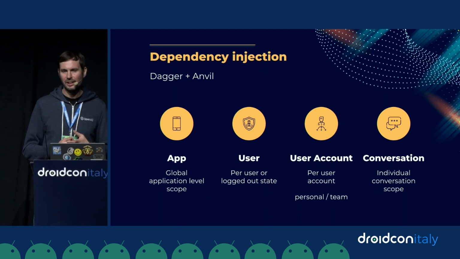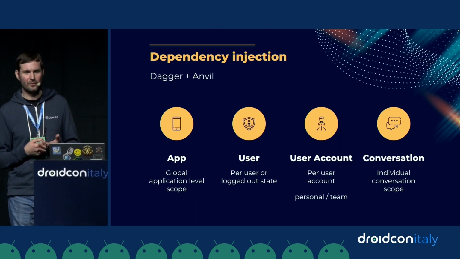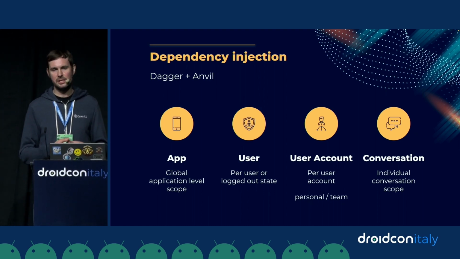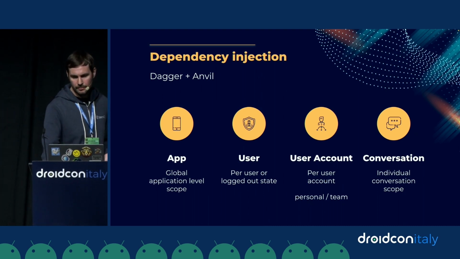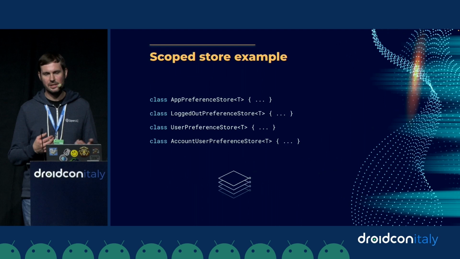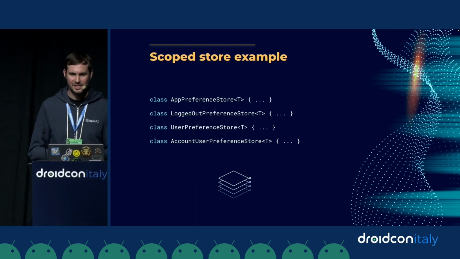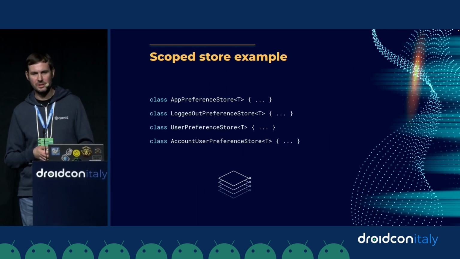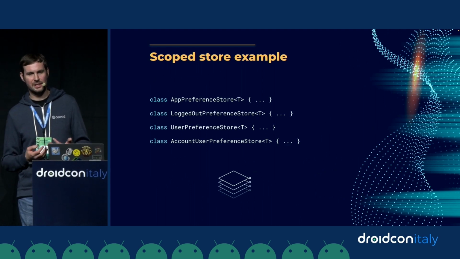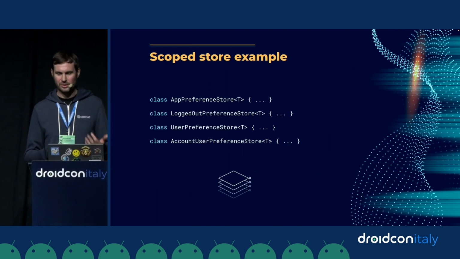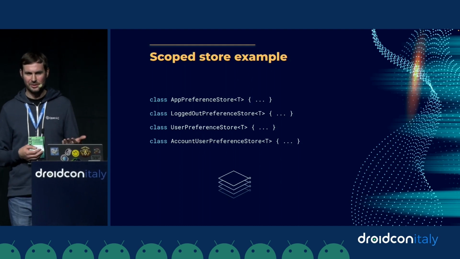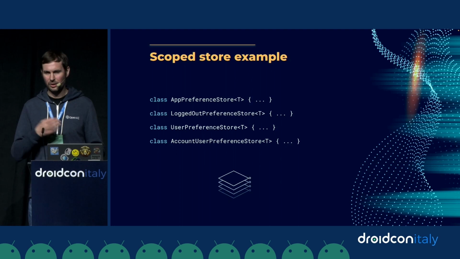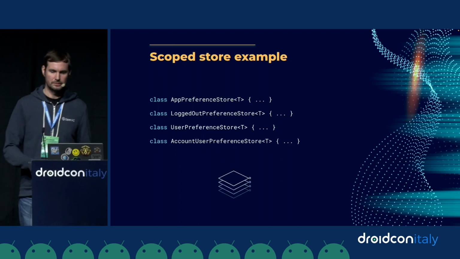Eventually we felt like we needed a conversation scope. That way we can share information between screens. For example, if you go to conversation details, or when you switch between voice and chat mode. And this is a good example of scoping with our preference stores. A logged-out user can have access to the global preference store and logged-out preference store. And when you log in, you get access to global, user, and user account stores. And they automatically clear when you destroy the scope.